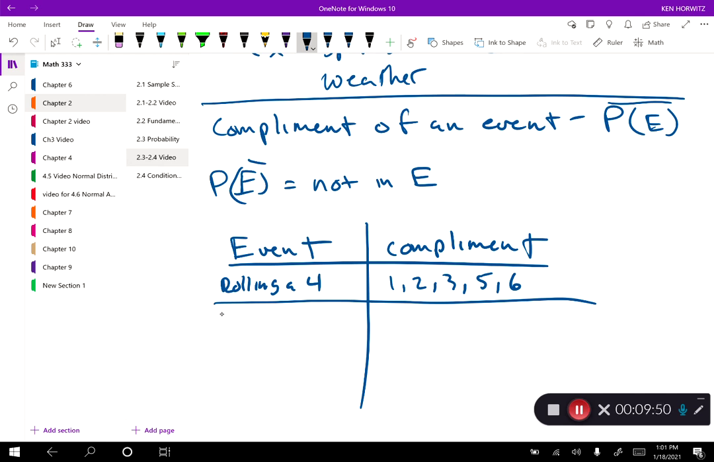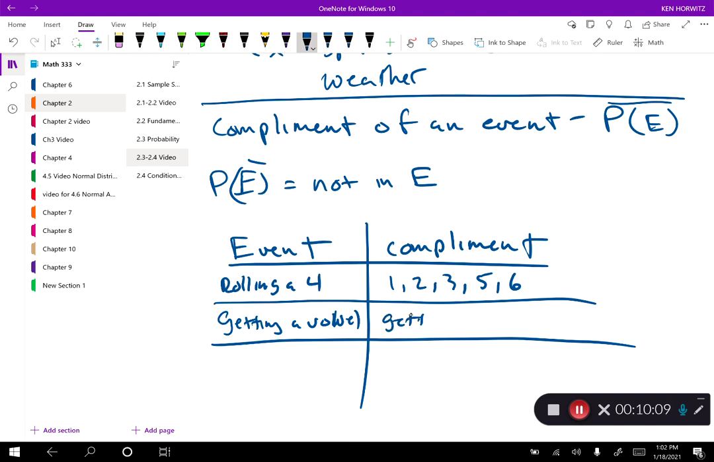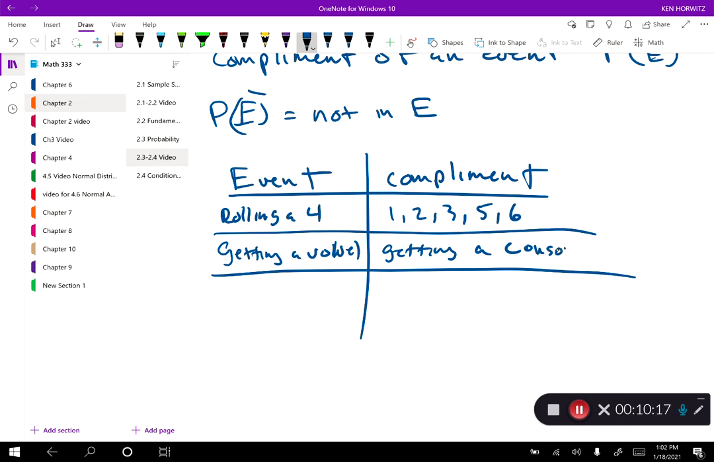All right. So the second is picking a letter and getting a vowel. So I pick out of my 26 letters, and the event would be getting a vowel. The complement would be either not getting a vowel or getting a consonant. The third example I'll give is if we're picking a day of the week and getting a weekday. The complement would be not getting a weekday, or you could say getting a weekend.